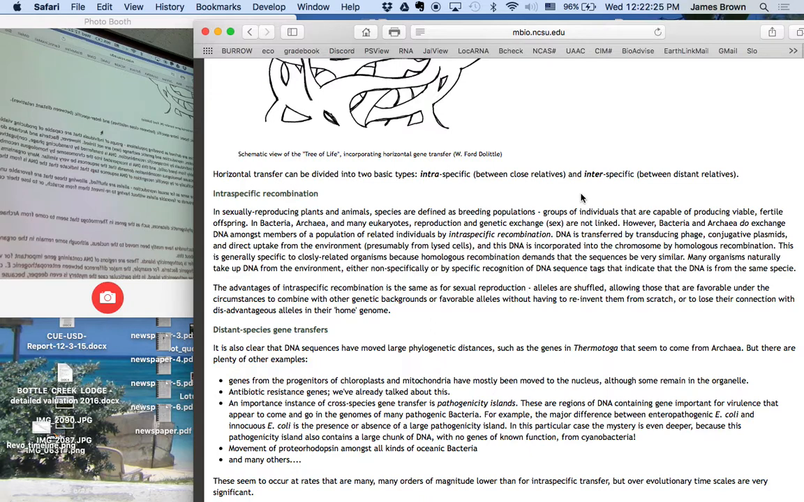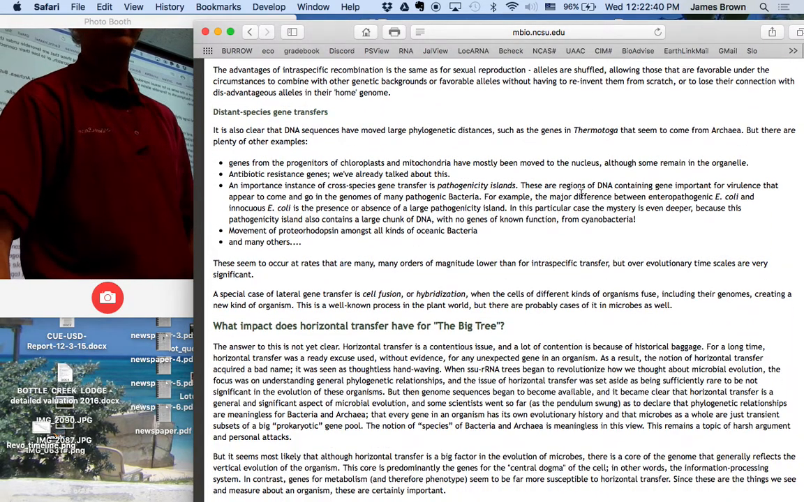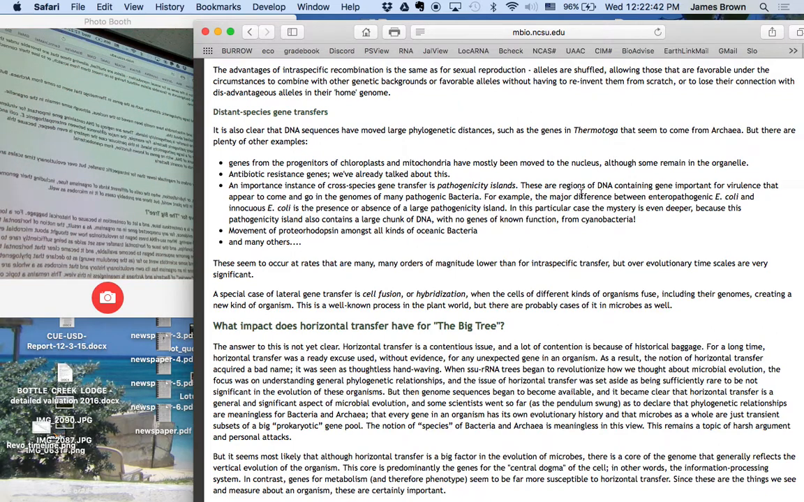Okay, good. It turns out, though, that homologous recombination between related organisms isn't the only way that horizontal transfer takes place, not just in bacteria, but in all creatures. Another way is the transfer of genes between distantly related organisms. Now, this happens many, many orders of magnitude less frequently than homologous recombination transfer. But again, we're talking geologic timescales, in organisms that have generation times measured in minutes rather than decades. And so this does happen.